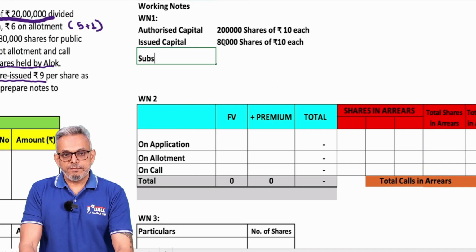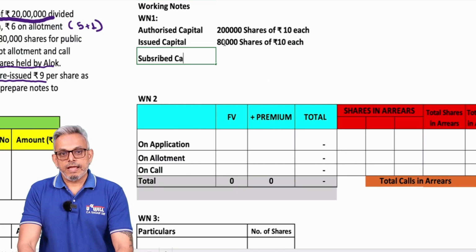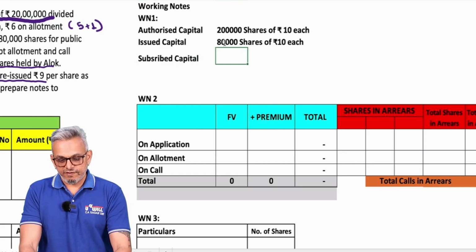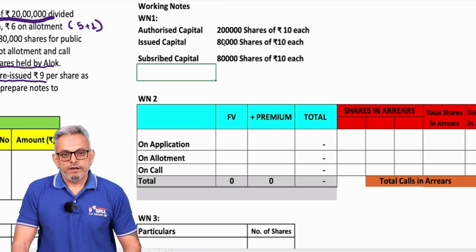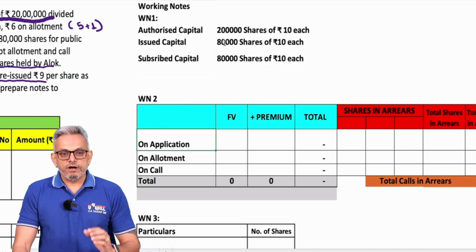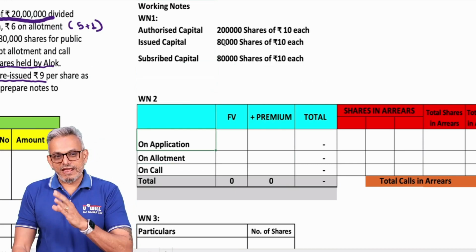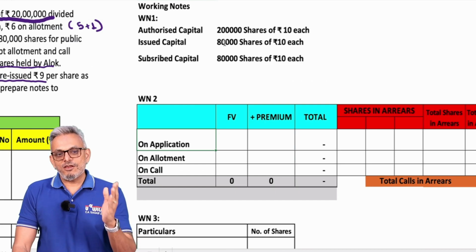Now subscribed capital is going to be the same, 80,000 shares, because all are subscribed, of rupees 10 each. Now working note 2, here we will write the detailed breakup of the face value and the premium.